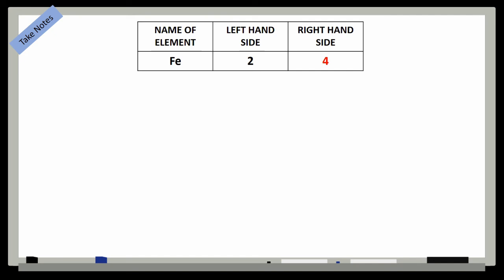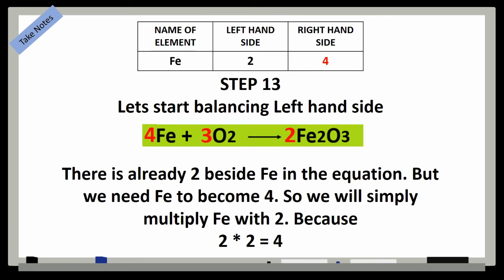Now, if you see, the left hand side has become 4Fe because 2 2s are 4, right? So I won't write as 2 into 2 there. I'll directly write it as 4. So now the left hand side has 4Fe plus 3O2 gives 2Fe2O3.